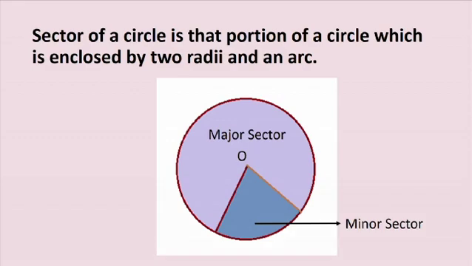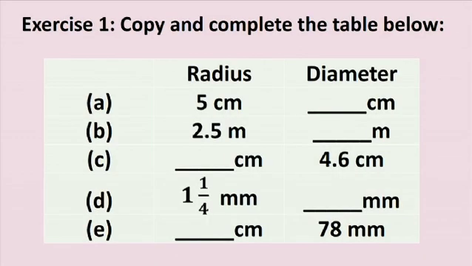So students, we have made a recap of the important terms related to circle. We have learned what is meant by the different terms such as center, arc, sector, segment, and so on. We have also learned that the diameter is in fact 2 times the radius. You have some exercises to practice now.